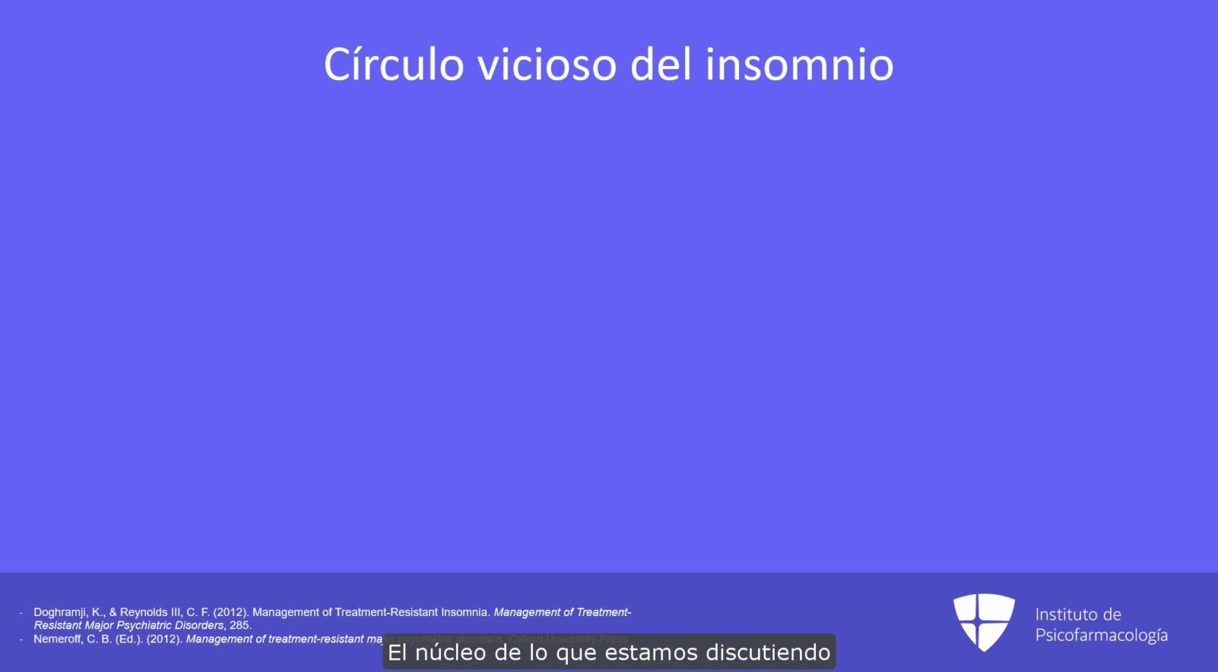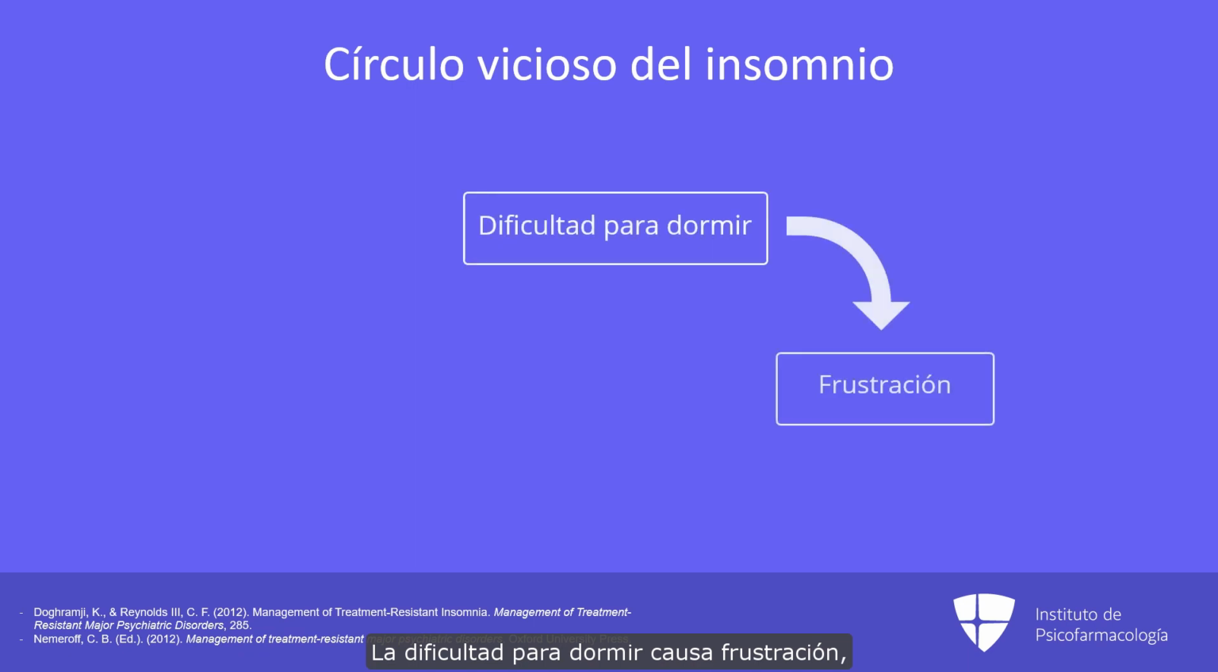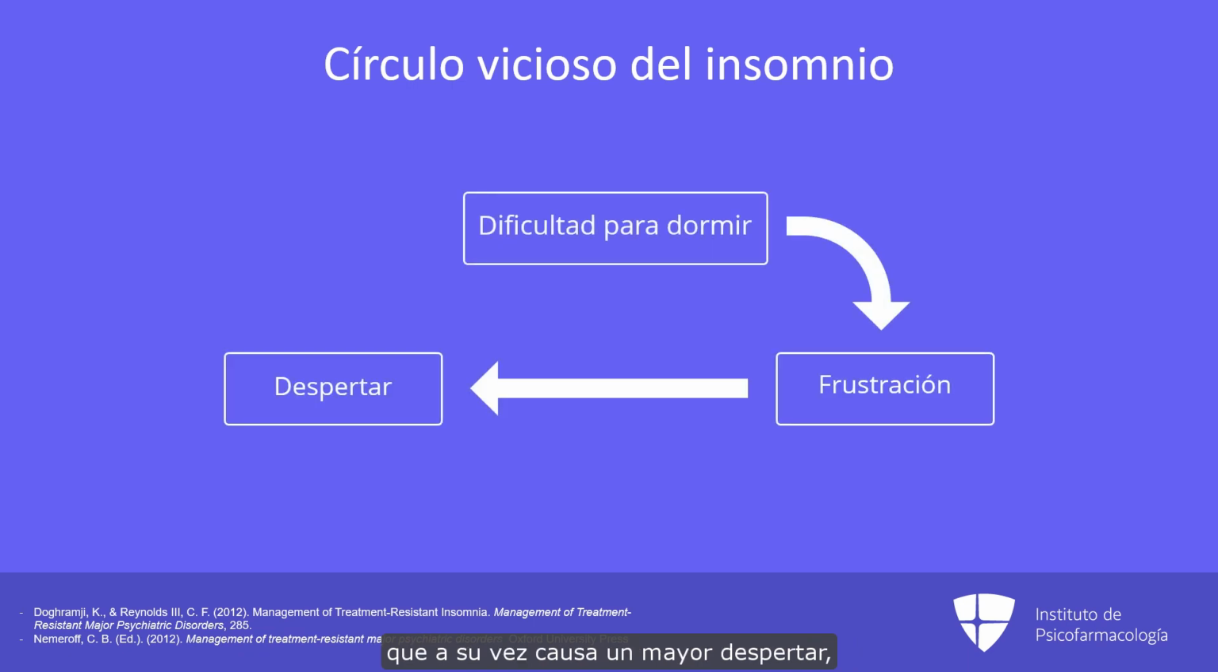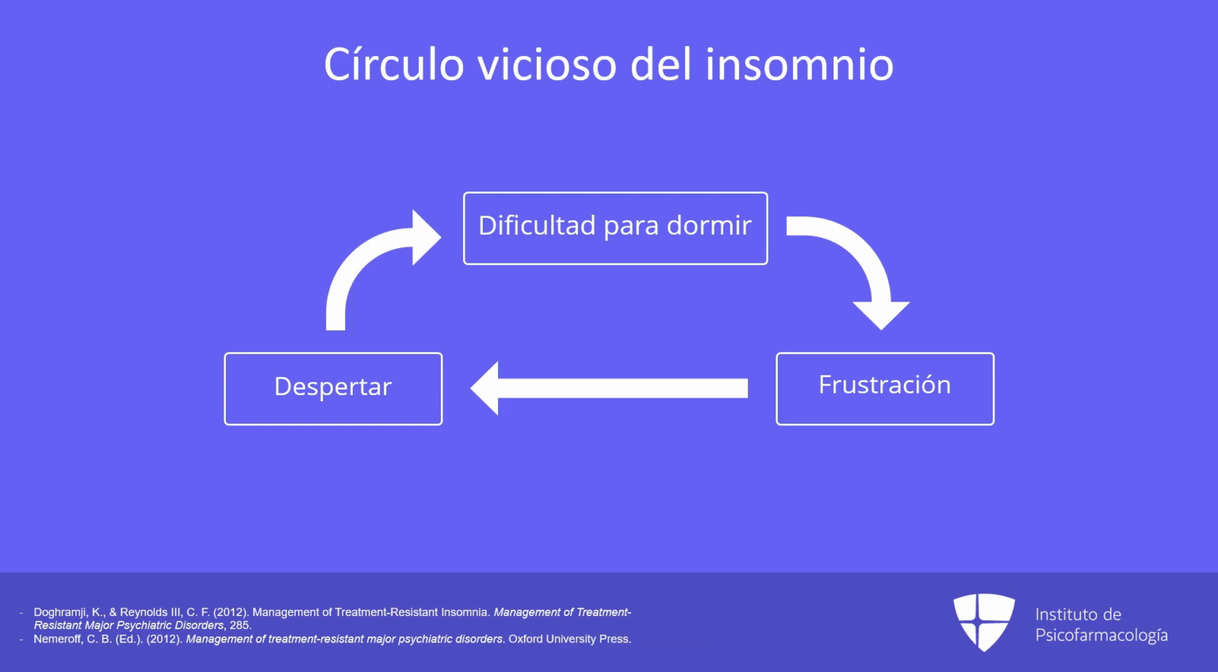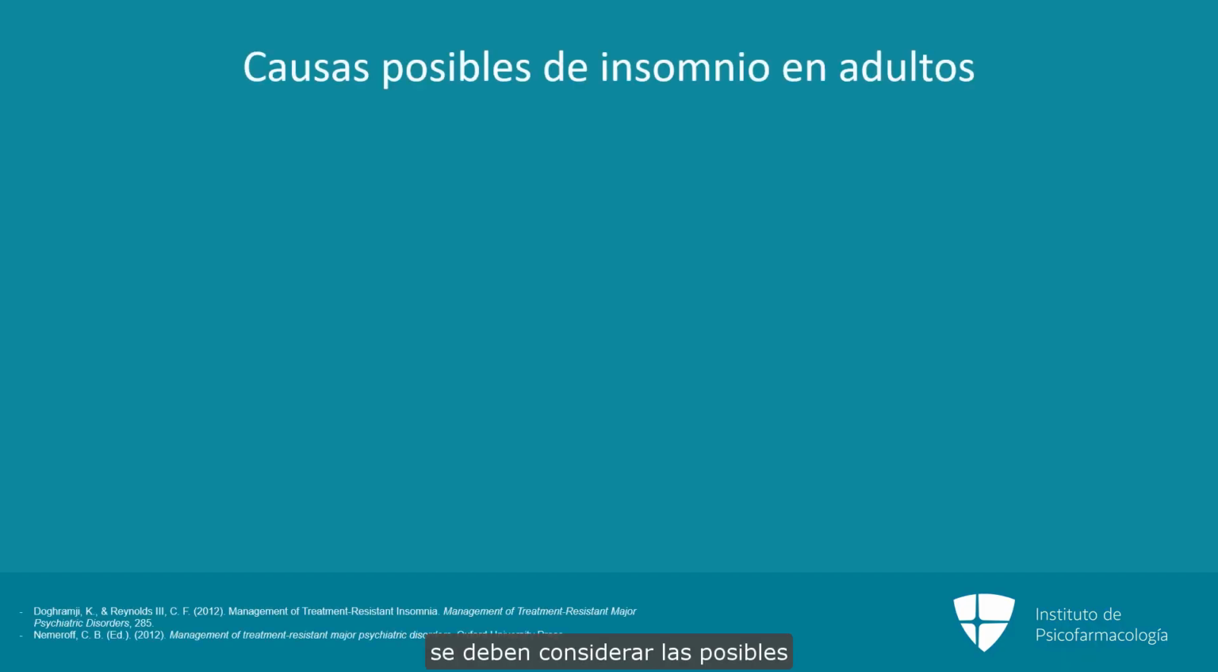At the core of what we're doing is the vicious cycle displayed here: sleep difficulties leading to frustration, to more arousal, to further sleep difficulty. And ultimately, by means of our workup and intervention, we want to substitute a virtuous cycle for the vicious cycle depicted here. As part of the workup, consider possible causes of insomnia disorder in adults.